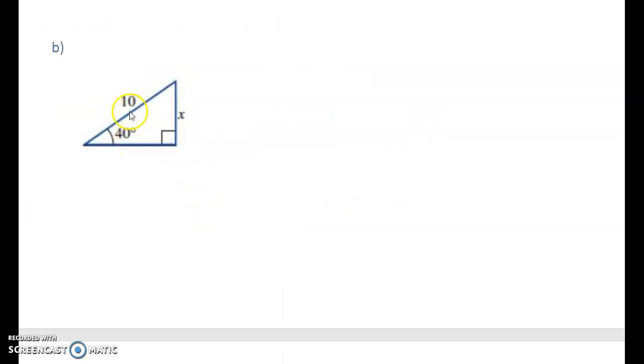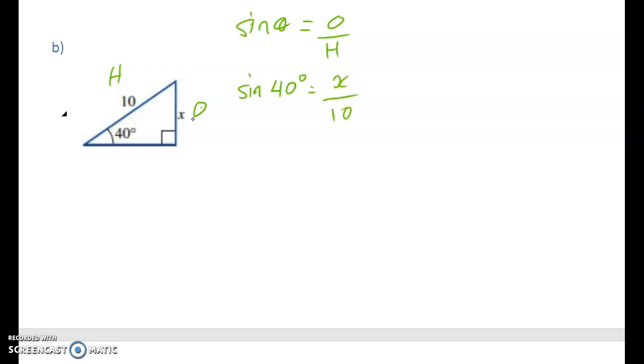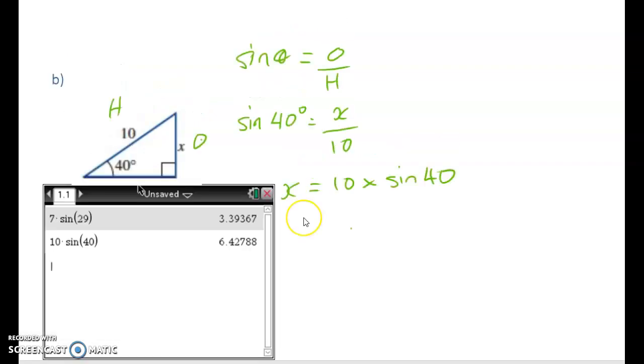Okay, our next right angle triangle. We've got our right angle there, which means that 10 is our hypotenuse. There's our angle, and there's x, which is opposite. So we're going to be using the sine ratio. And the information we have says that it's sine 40 degrees equals x over 10. And we know that to solve that in our calculators, we type 10 times sine 40. So let's do that. All right, so I entered that in, and I found that x is equal to 6.4.